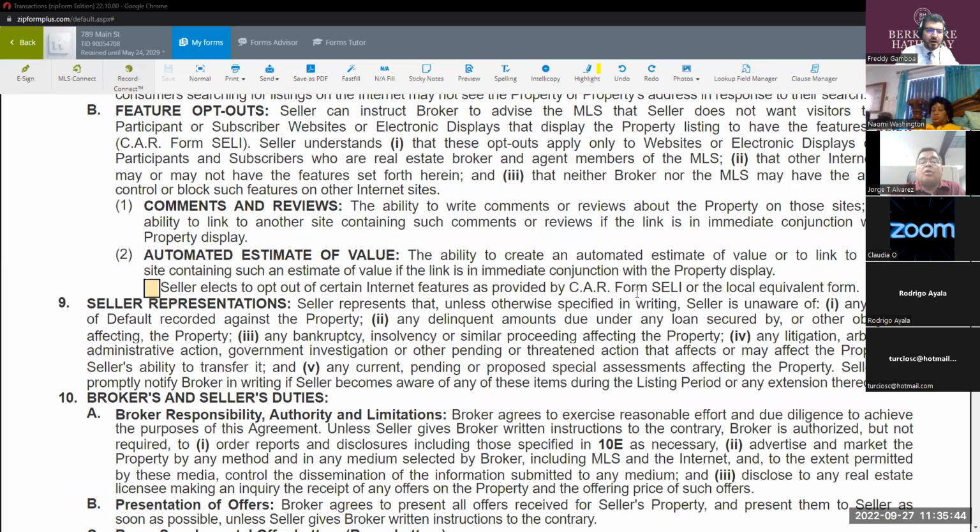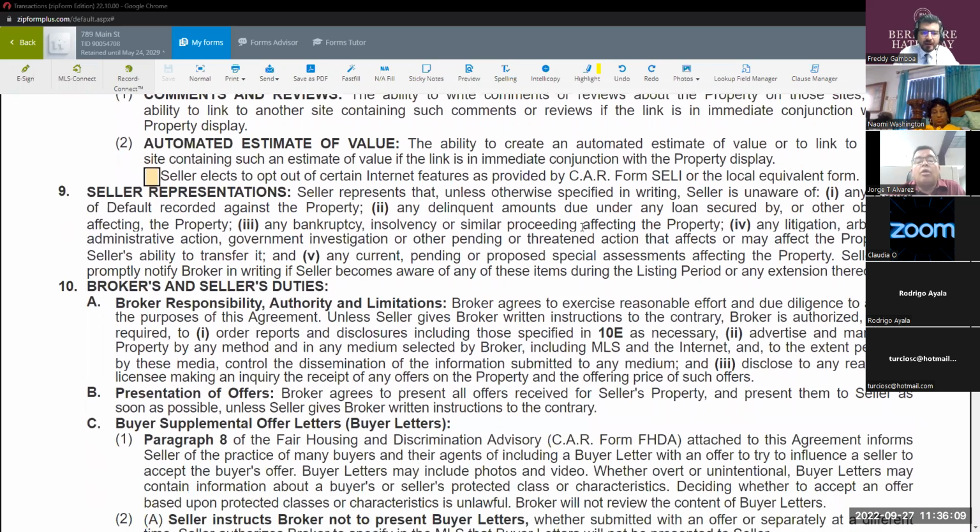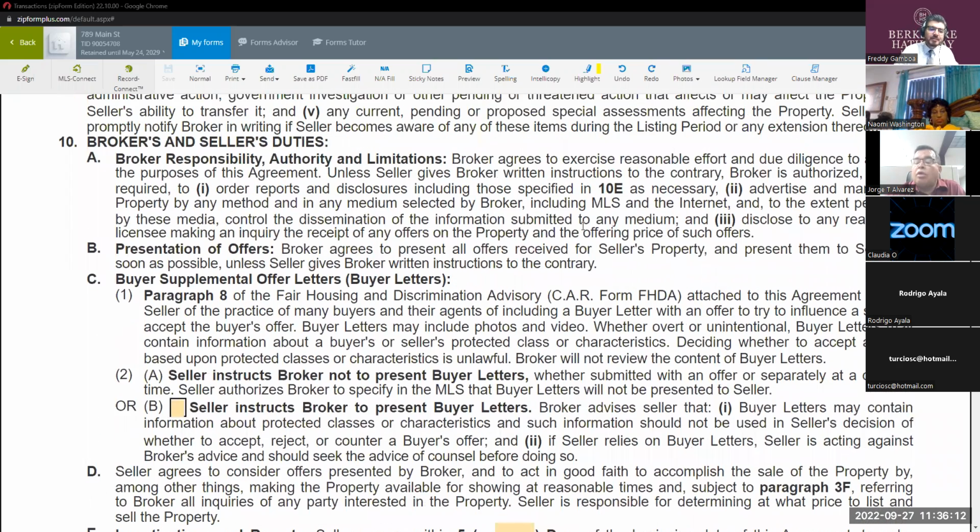Okay, when it comes to automated estimate of value, the ability to create an automated estimate of value or to link to another site containing such an estimate of value is the link in immediate conjunction to property display. Seller elects to opt out of certain internet features as provided on the form SELI or local equivalent form. Okay, we already talked about that. Let's continue moving on.